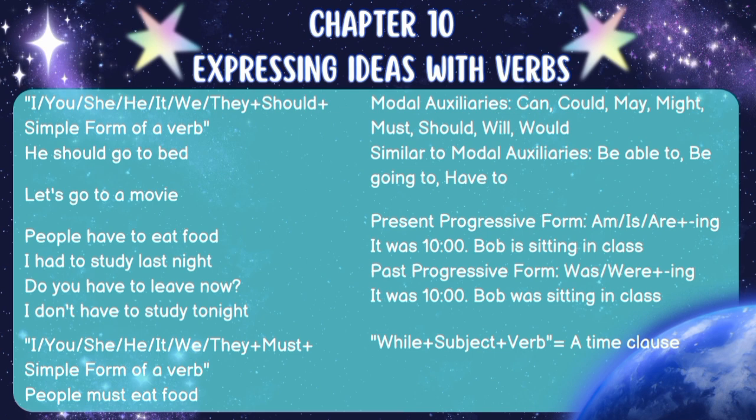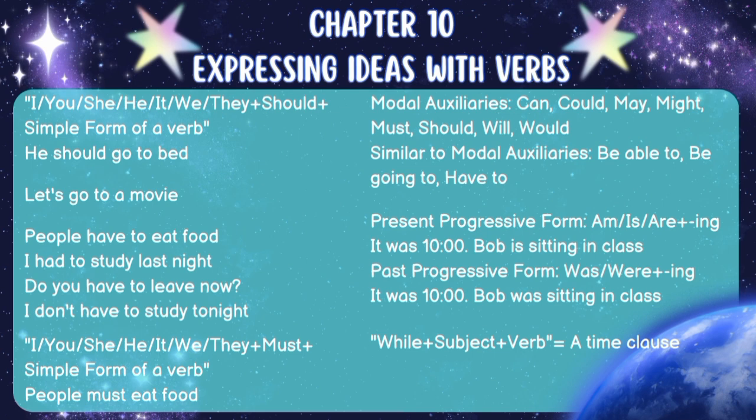Using must. Must is followed by the simple form of a verb. For example, people must eat food. An auxiliary is a helping verb. It comes in front of the simple form of a main verb. The following helping verbs are called modal auxiliaries: can, could, may, might, must, should, will, would. They are followed by the simple form of a verb without to. Expressions that are similar to modal auxiliaries are be able to, be going to, have to.